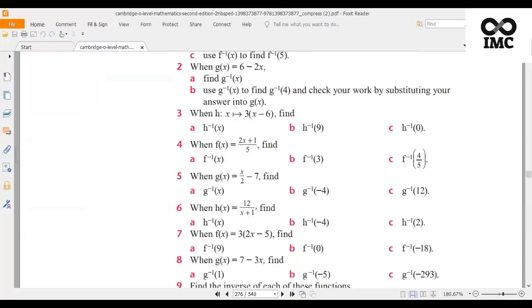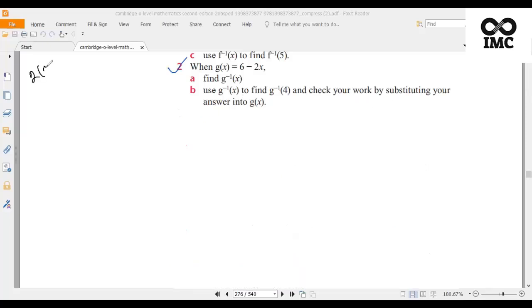Now, question number 2. Question number 2 says, when g of x equal to 6 minus 2x, then first job is to find out g inverse x. Then question number B says use g inverse x to find g inverse 4 and check your work by substituting your answer into g of x. Here, look at this 2a. G of x is given, that is g of x equal to 6 minus 2x. Then we need to find out the expression for g inverse x.